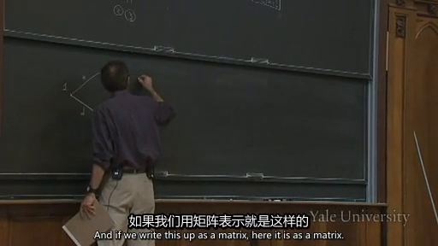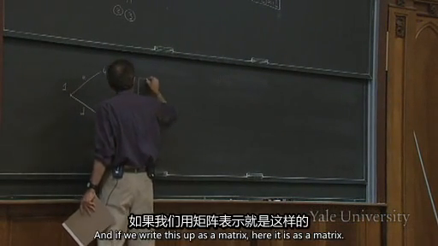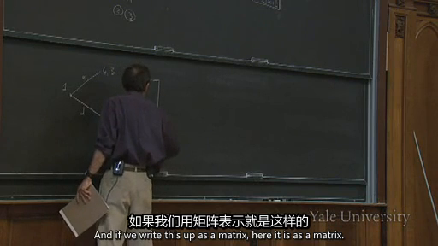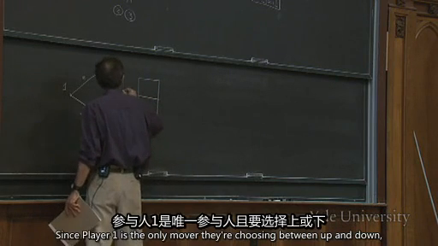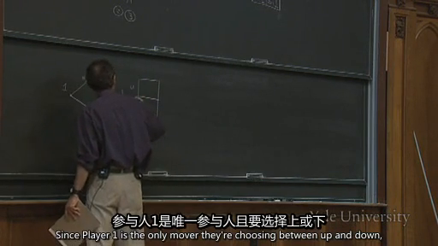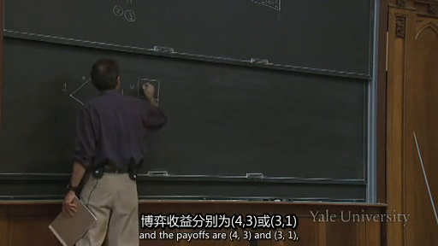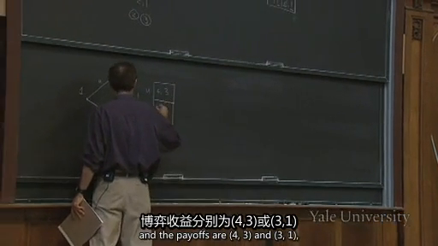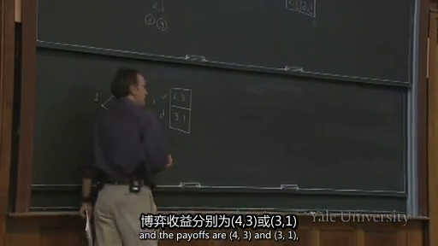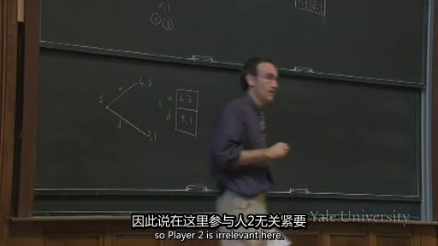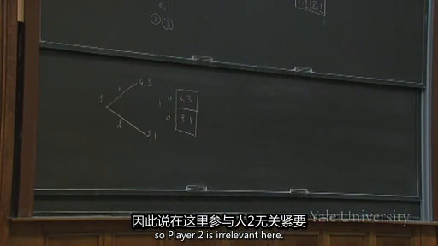And if we write this up as a matrix, here it is as a matrix. Player 1 is the only mover. They're choosing between up and down, and the payoffs are 4-3 and 3-1. And of course, player 2 doesn't get to move, so player 2 is irrelevant here.